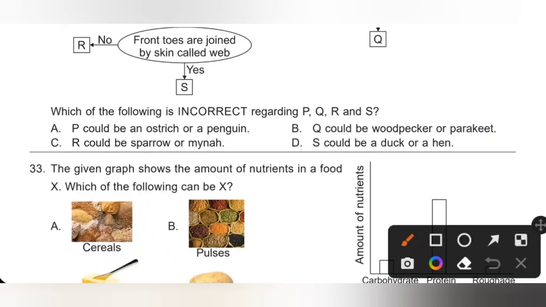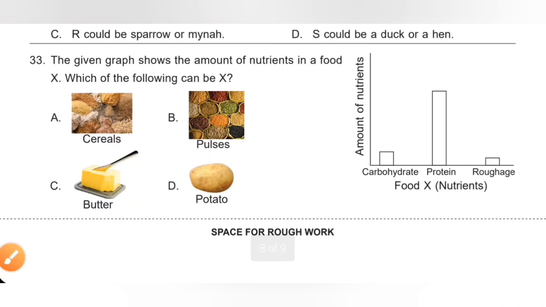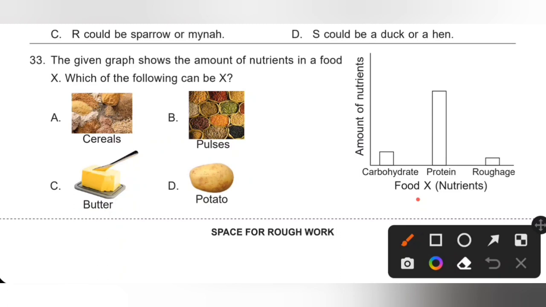33. The given graph shows the amount of nutrients in a food X. Which of the following can be X? So X is a food which is rich in protein. That is bodybuilding food. So it may be pulses. So option B, pulses are rich in protein, bodybuilding food. So option B is the correct answer.